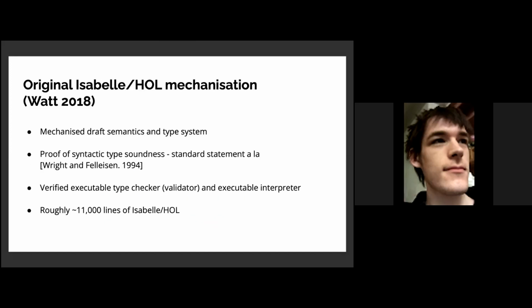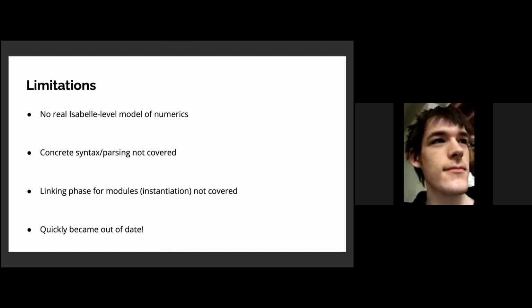So the Isabelle/HOL mechanization of WebAssembly, from 2018, mechanized this relation along with the type system and carried out a standard proof of syntactic type soundness. It also incorporated a verified executable interpreter and type checker. The mechanization was limited in that it did not directly model WebAssembly's underlying numeric operations, particularly those to do with floating point calculations, instead leaving them as uninterpreted functions, which are filled in with unverified OCaml when extracting executable definitions. It also did not cover parsing WebAssembly's concrete syntax or the instantiation phase, which, as mentioned previously, was not formalized by the 2017 draft. Finally, the mechanization dated quickly due to certain changes in the 2019 spec.